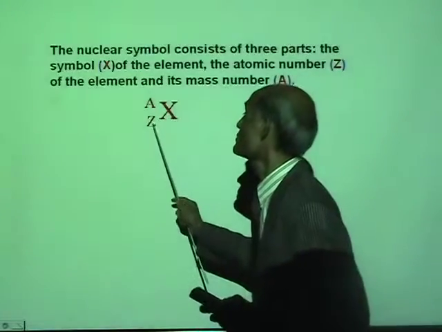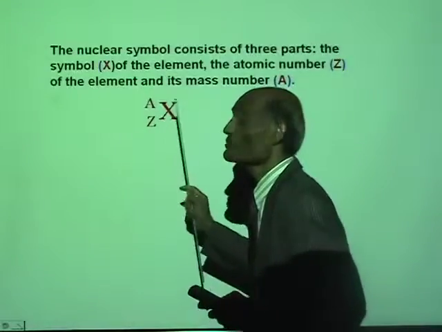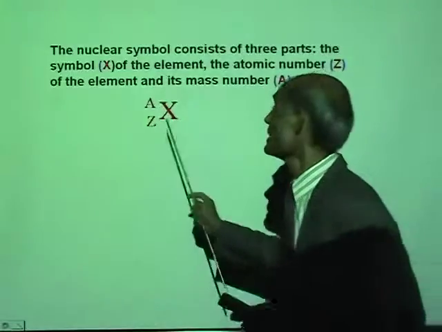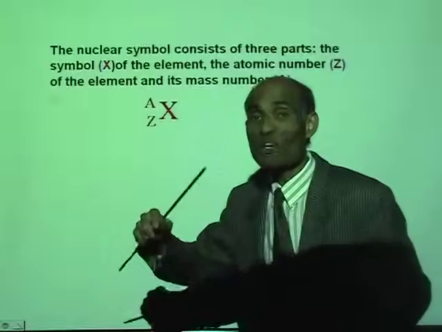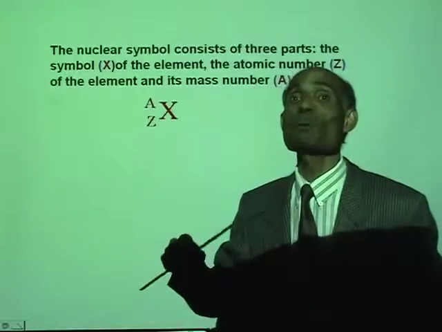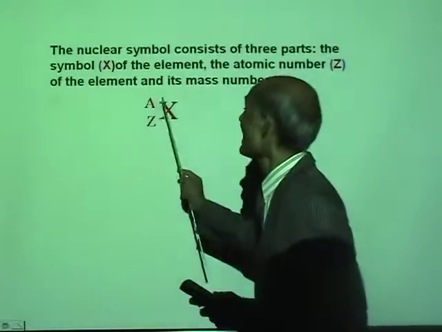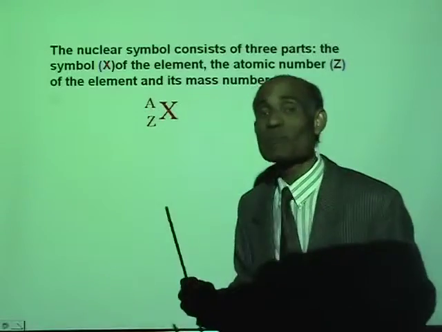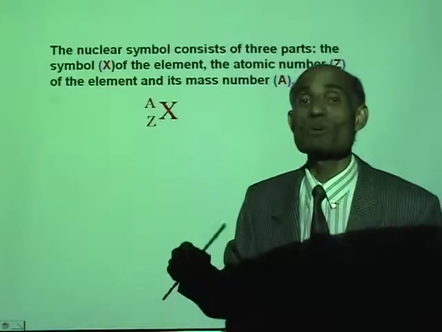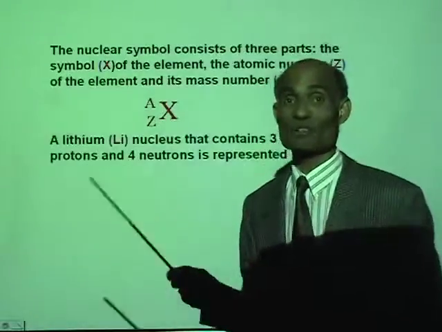So in the notation ZXA, X stands for the symbol of the element. Z is the atomic number, which is the number of protons in the nucleus. And A is the mass number, that is the number of protons and neutrons.